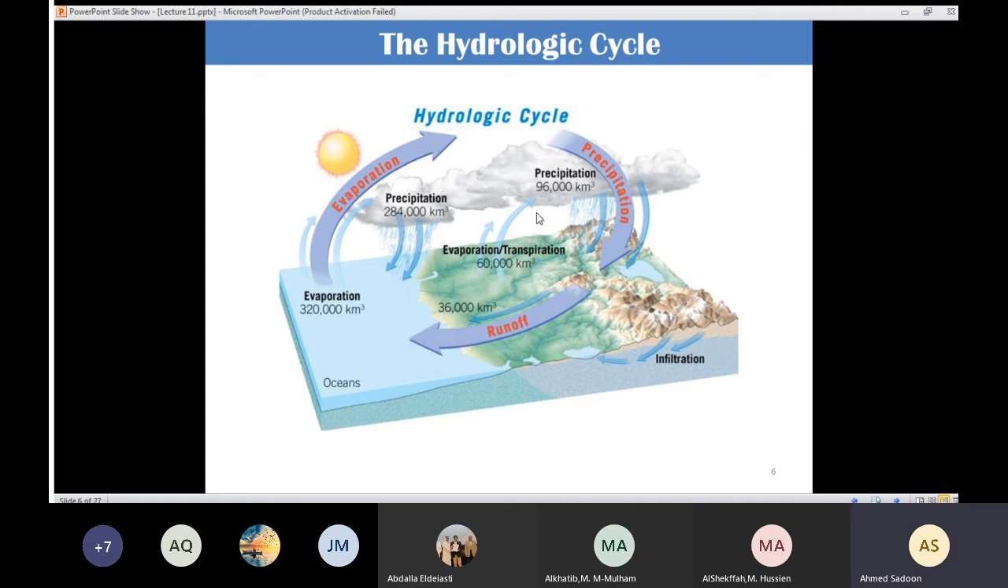Also, if the weather is very hot, it will evaporate again. And if the weather is cold, it will be locked in the glaciers or snowfields. Okay, so this picture here summarizes the hydrologic cycle. We have evaporation, precipitation, transpiration, infiltration, we could have runoff, and so on.